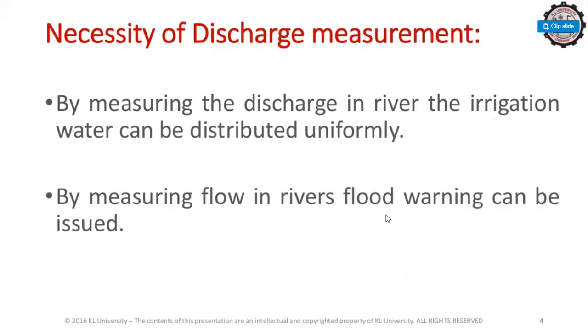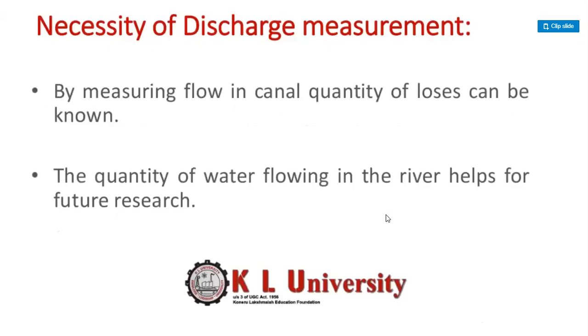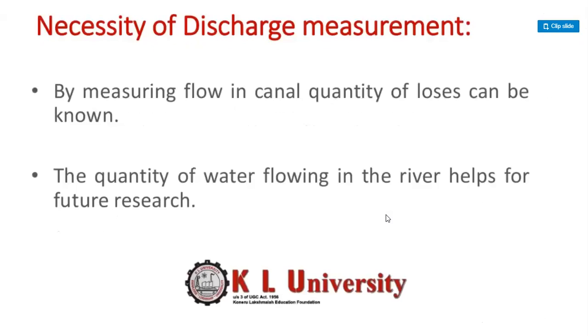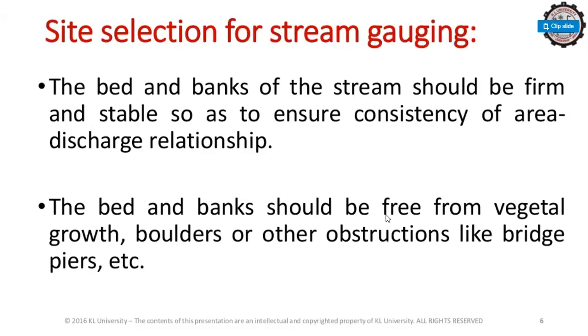The necessity of discharge measurement: by measuring the discharge in the river, the irrigation water can be distributed uniformly. By measuring flow in rivers, flood warning can be issued. By measuring flow in a canal, the quantity of losses can be known. The quantity of water flowing in the river helps for future research and site selection for a stream gauge.